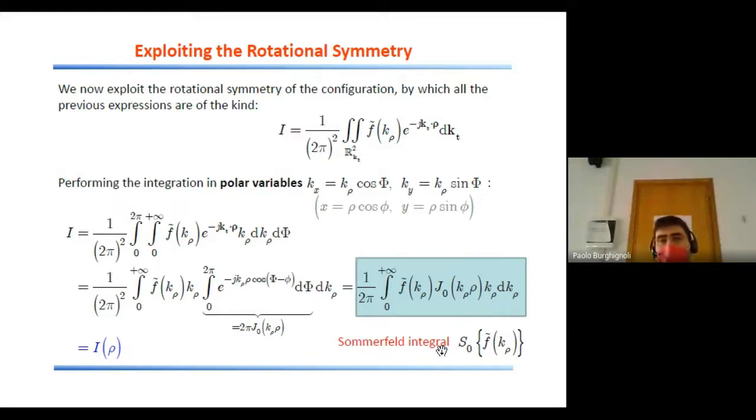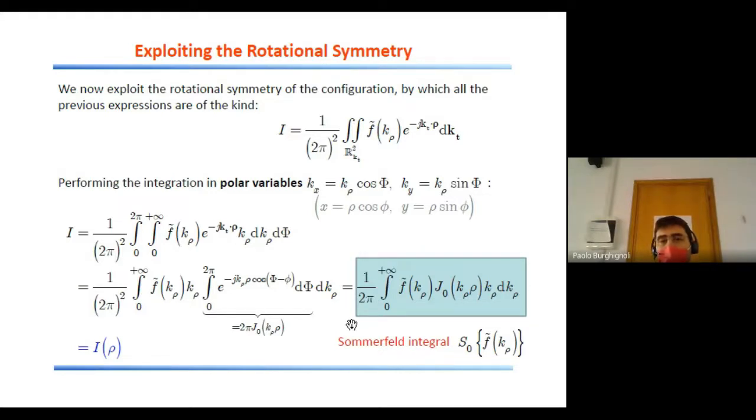There is also a standard notation S sub zero. This is a Sommerfeld integral of order zero because it involves the Bessel function of order zero. There could also be higher order Sommerfeld integrals, but we will not find them in our problem because of its rotational symmetry. This is what is also known as an inverse Fourier-Bessel transform of order zero, or equivalently, an inverse Hankel transform of order zero. All these names indicate the same thing.